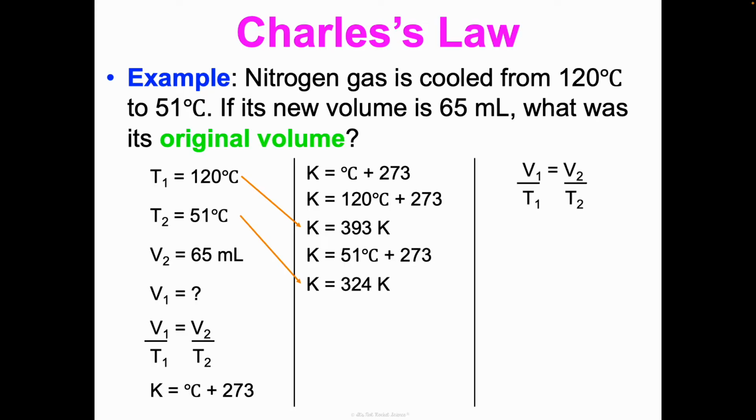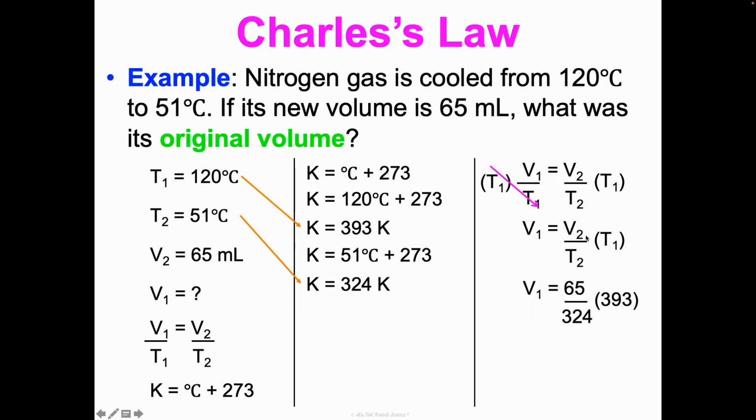Now we can find volume. So here's our equation. We want just volume 1 by itself. Currently it's being divided by temperature 1. The opposite of division is multiplication, so we're going to multiply both sides by the original temperature, T1. That allows those to cancel out, and you get volume 1 by itself. You're left with volume 2 divided by temperature 2 times temperature 1. Now we have what we're looking for isolated on its own, and we're ready to plug in.